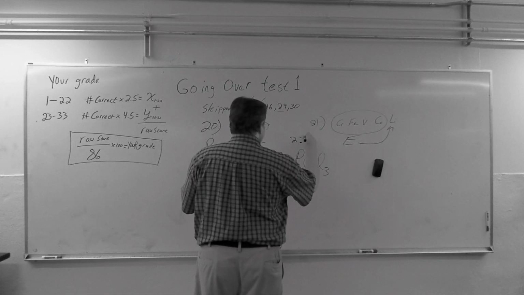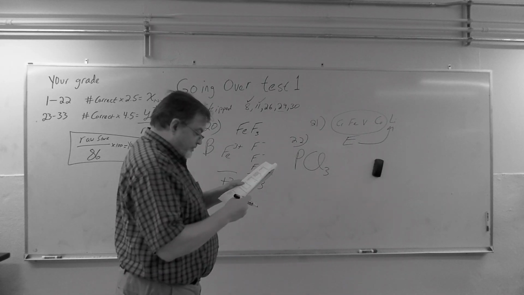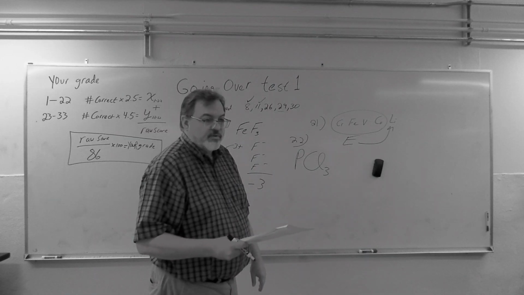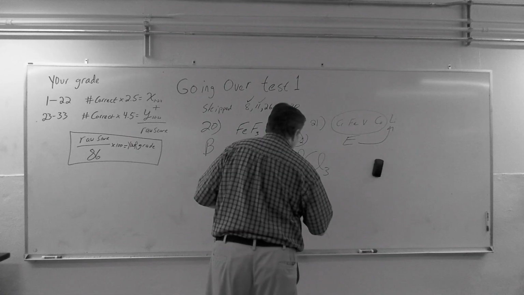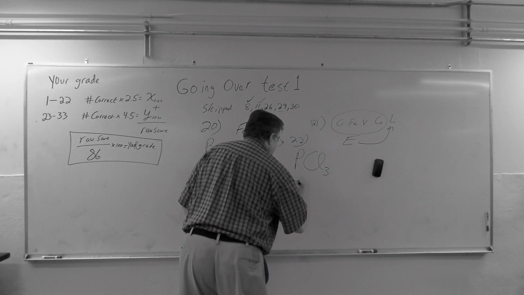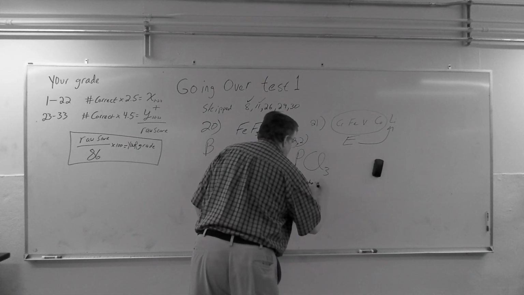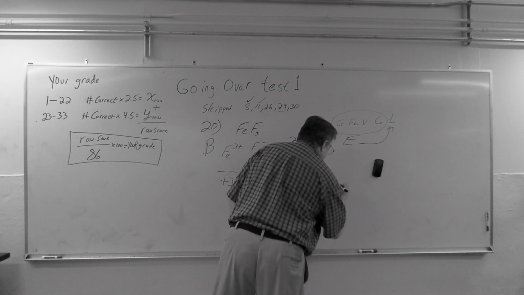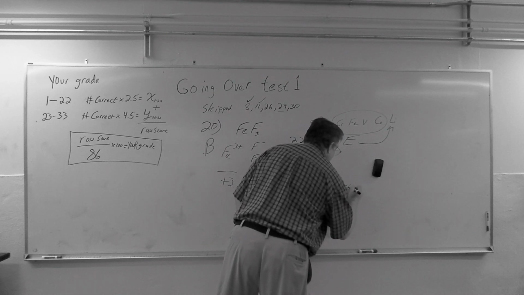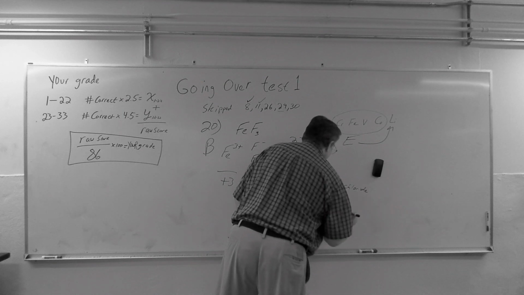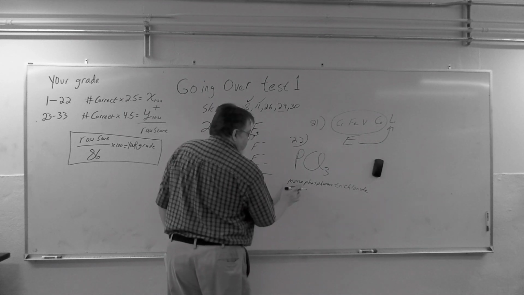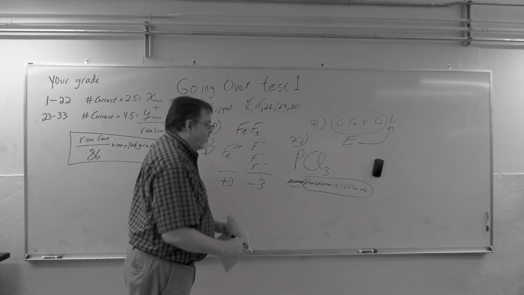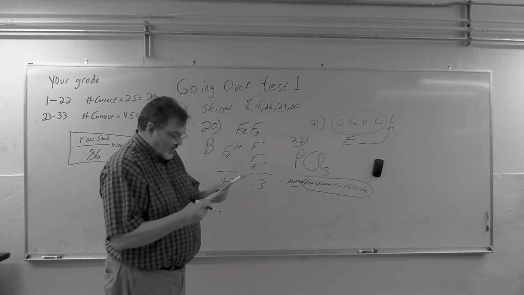This is 22. PCl3, both of these are non-metals. So this is when you use the di, tri, and tetra prefixes. There's 1 P, so monophosphorus. There's 3 chlorines, so I go trichloride. But when the front one is a mono, you drop that off, and it's phosphorus trichloride, which is D.